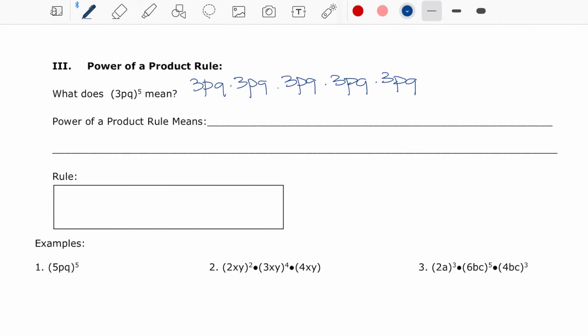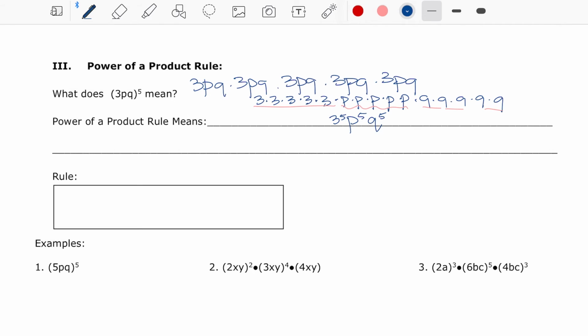Which I can rearrange. And really, I'm multiplying 3 by itself 5 times. So I'm just grouping like bases: p by itself 5 times, and then q by itself. And when you multiply those same bases, that's when you can add your exponents. So you get 3 to the 5th, p to the 5th, and q to the 5th.